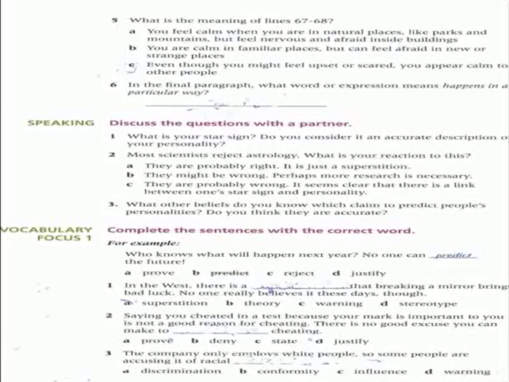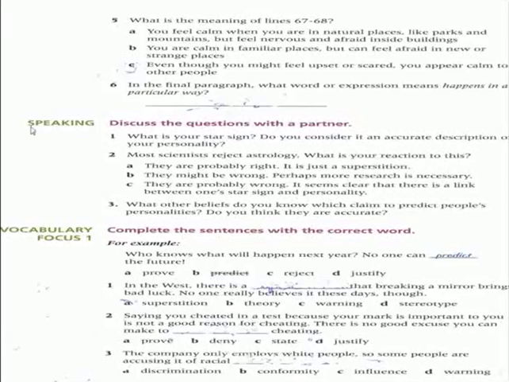Right? Last question, number 6. In the final paragraph, what word or expression means happens in a particular way? Choose a word or expression that means happens in a particular way. There is a word in the final paragraph. The answer is turns out. Turns out. Okay? Right.